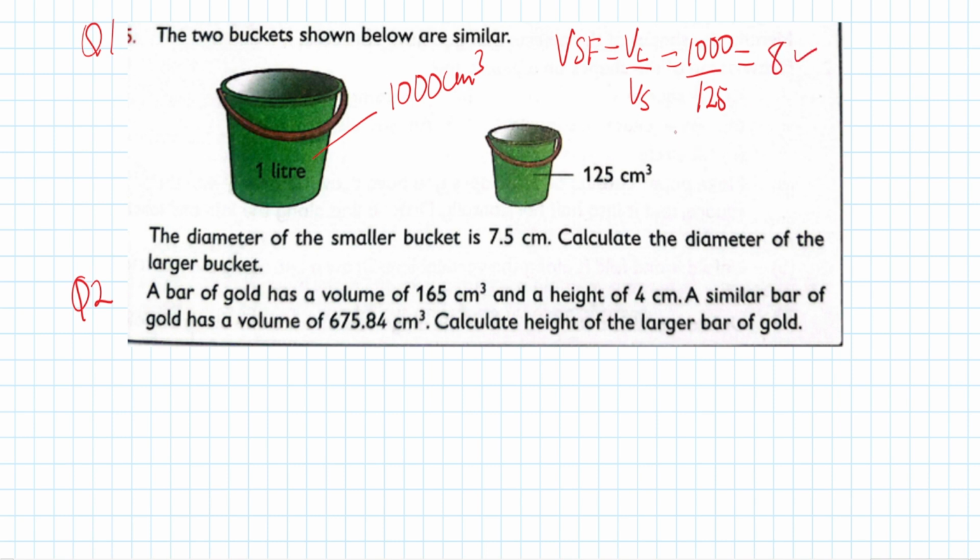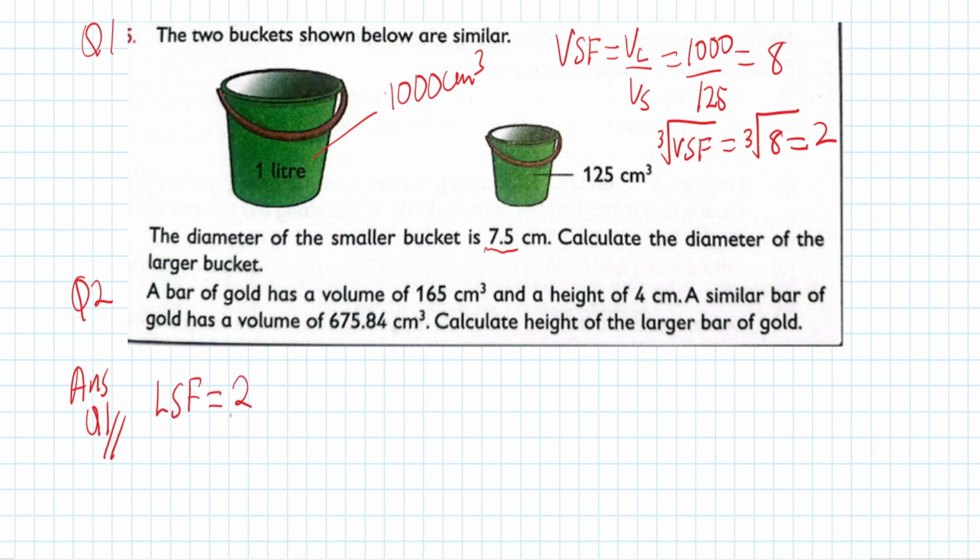Now for us to get a linear scale factor, because we must find the diameter of the larger bucket and we have the diameter of the smaller bucket, the ratio of two distances is usually the linear scale factor. And for us to get the linear scale factor, we said we must take the cube root of the volume scale factor. So the cube root of 8 is 2. So once we know that, let's say that is the answer to question 1. Once we know the linear scale factor, which is equal to 2, it becomes easier to know the diameter of the larger bucket.